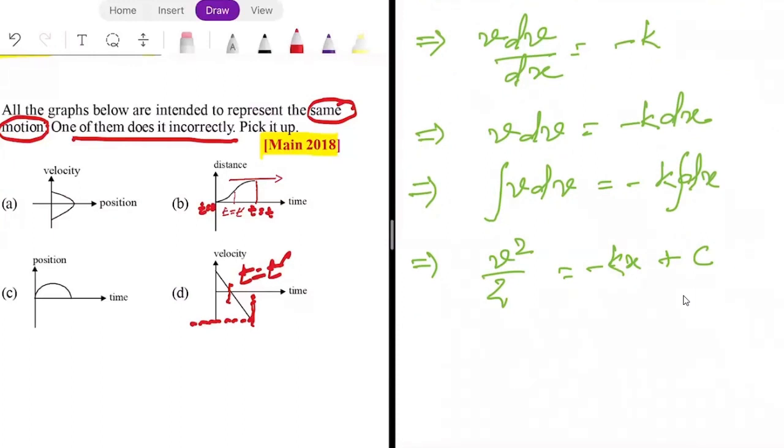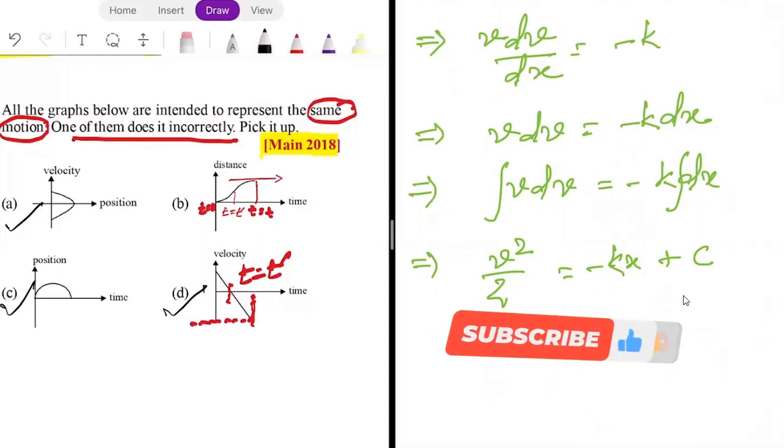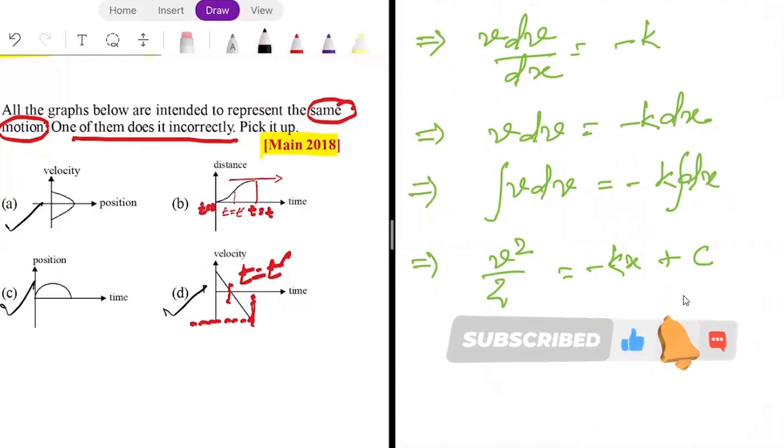So what do you understand over here? You understood that options A, C, and D are consistent and they represent the same motion. However, B is not aligned with the motion that A, C, and D represent. That's why it has to be incorrect. So this is how you deal with such problems. We will look at many more in the coming videos. Thank you for your time.